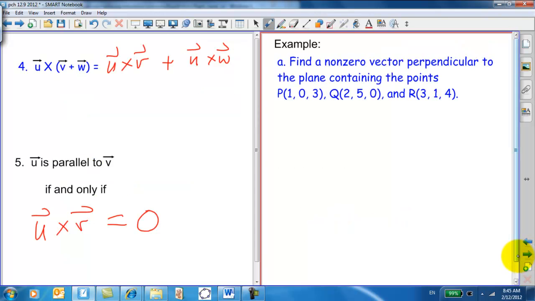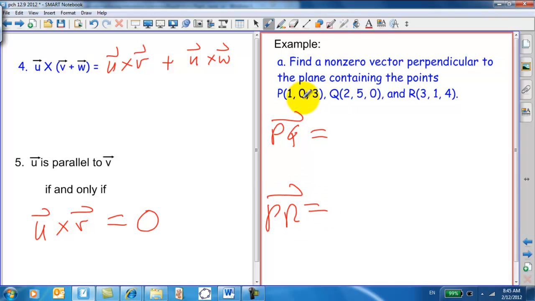Okay, and now we're just going to do one big example of how we apply all this. Find a non-zero vector perpendicular to the plane containing the points (1, 0, 3), (2, 5, 0), and (3, 1, 4). What we're going to need first is to come up with a cross product. The non-zero vector, we have to get 2 vectors in the plane. So let's look at vector PQ and look at vector PR.